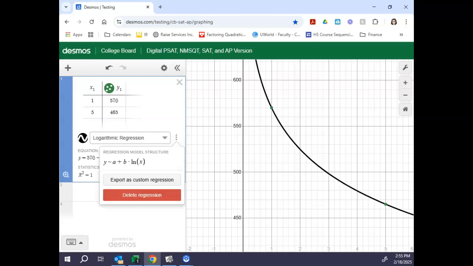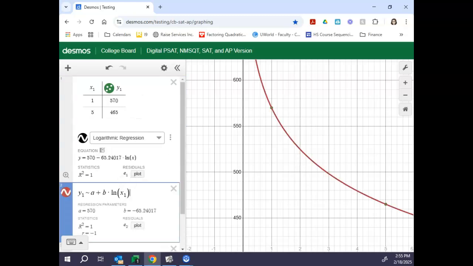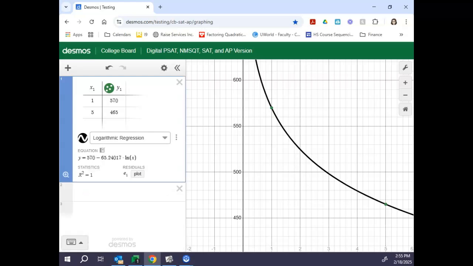I could export it, but I'm going to exit out because I want to show you the difference and remind you. If I export it as a custom regression and I change anything right here, because it's exporting the whole process, that's going to change A and B. I don't want A and B to change. These are the correct A and B, so I am not exporting that.